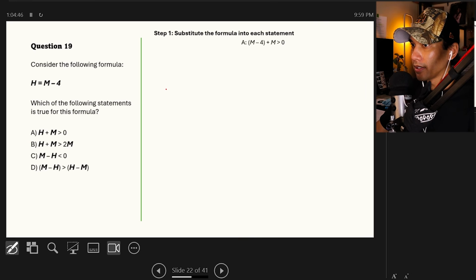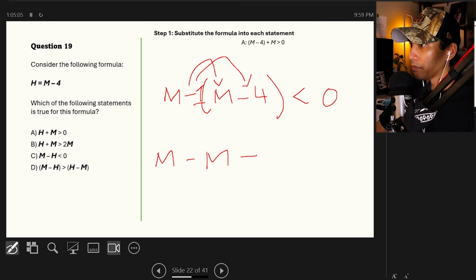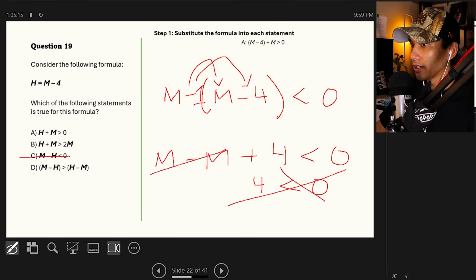Next one. m minus 4 less than 0. Okay, remember we have to distribute, right? This is like having a 1 there. So we have m minus m plus 4 less than 0. Cross those out. 4 less than 0 is an incorrect statement.